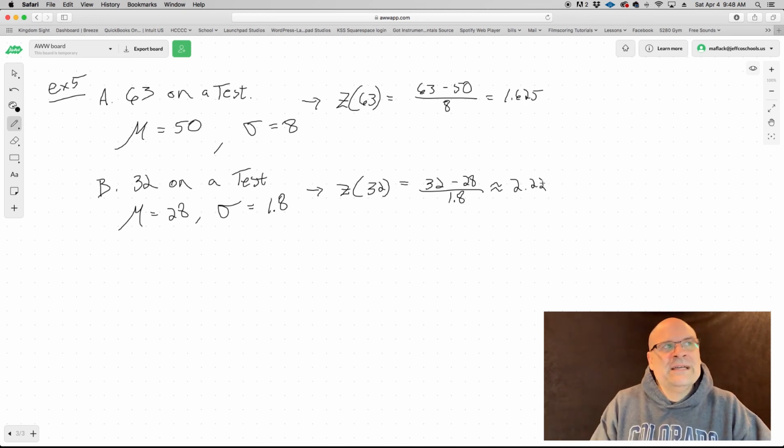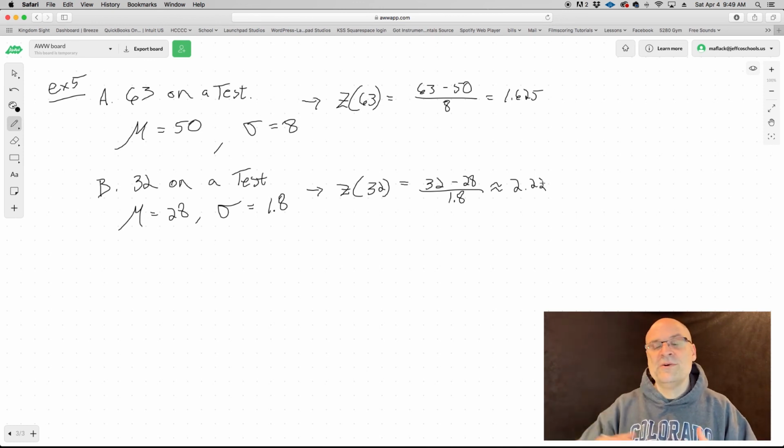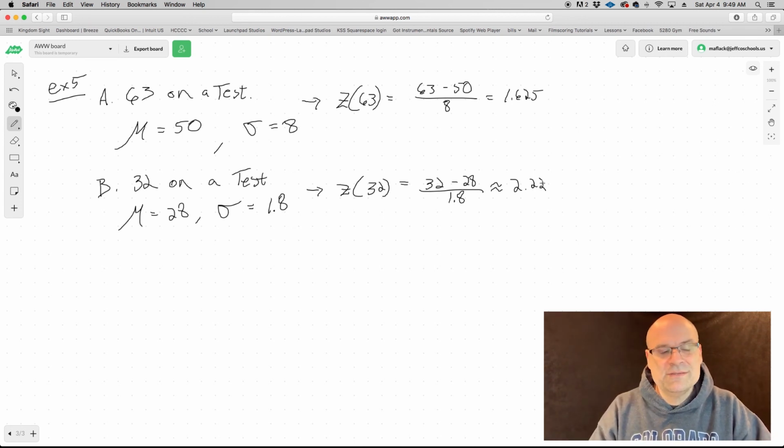So it looks like student A was closer to the average of the class, and student B was a little bit farther. So compared to the average, student B scored better or farther above the mean of the class, the average of the class. So we would say student B scored better compared to the rest of their class. Okay? Does that make sense?